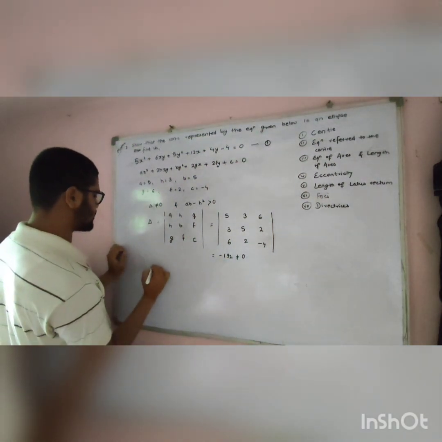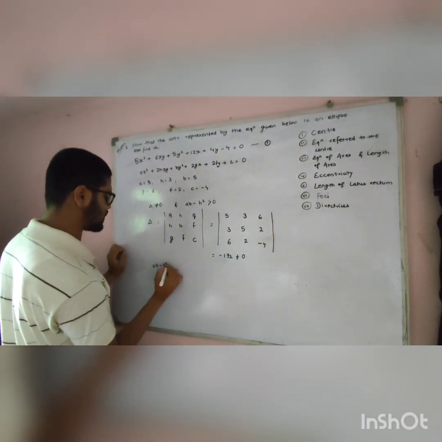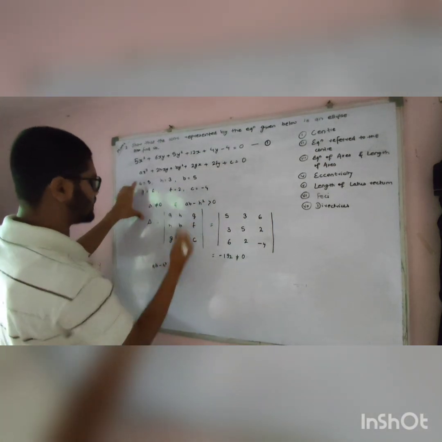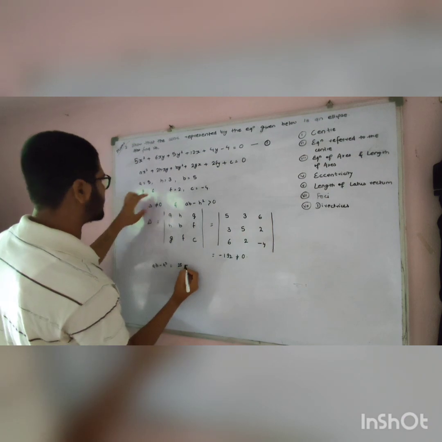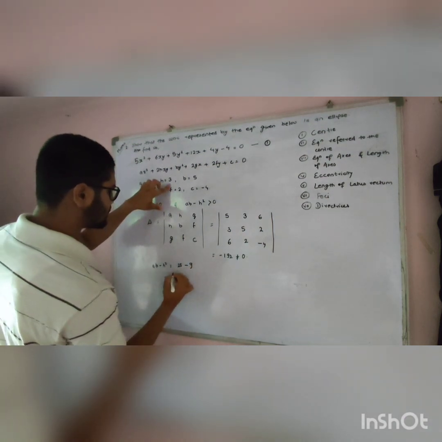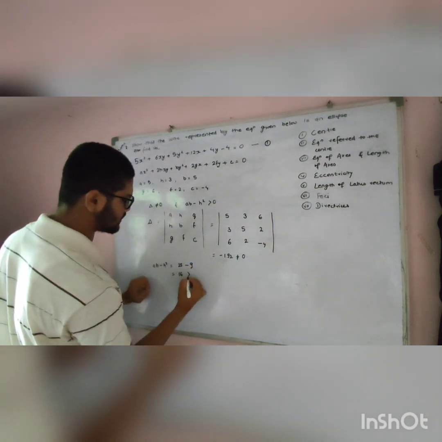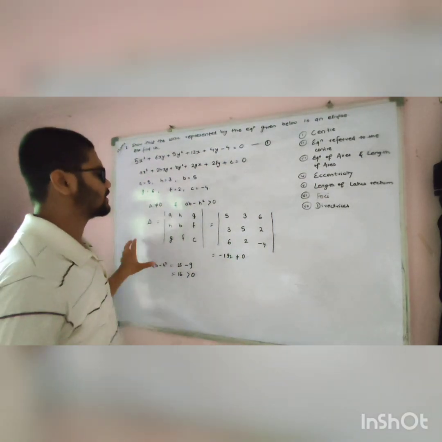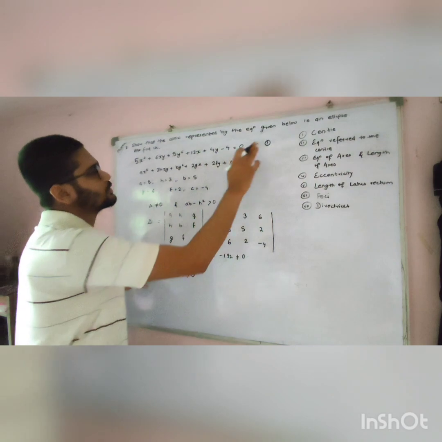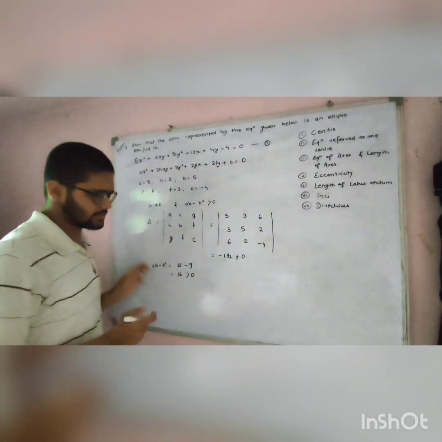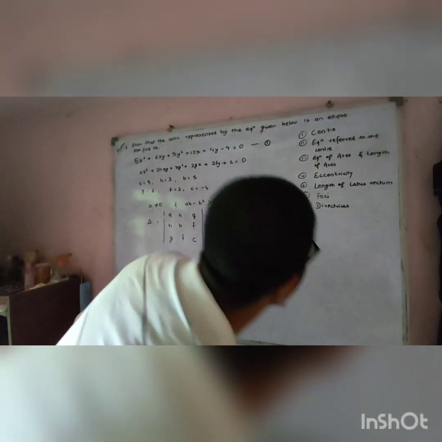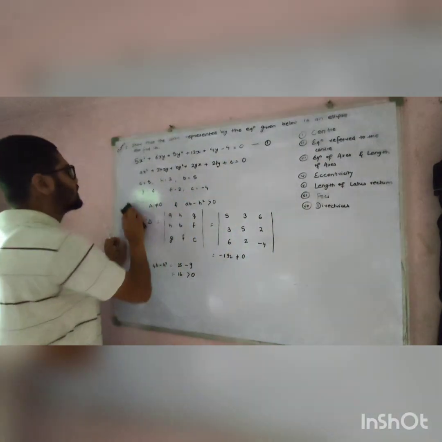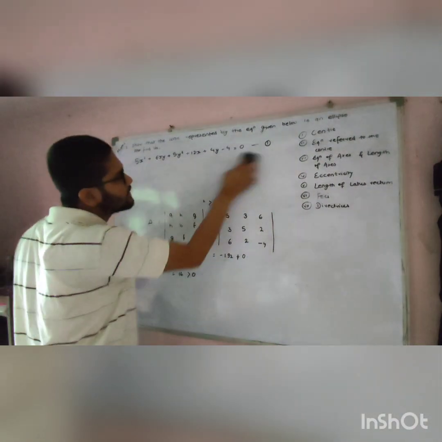Now moving on to the second condition, that is ab minus h square. On putting the values, we get 5 into 5, that is 25, minus 3 square, that is 9, which equals 16, which is definitely greater than 0. So we can conclude that both the conditions are fulfilled. That means equation 1 will represent an ellipse. Now further moving on to the things we have to find out, on the right side.